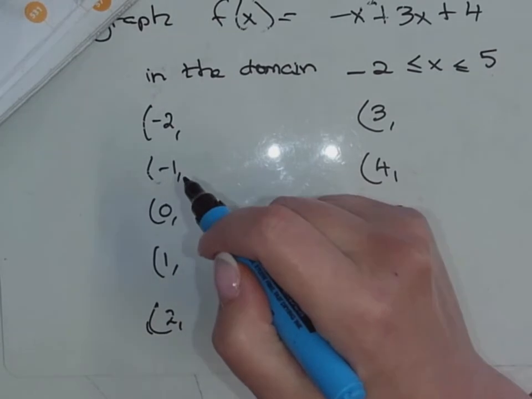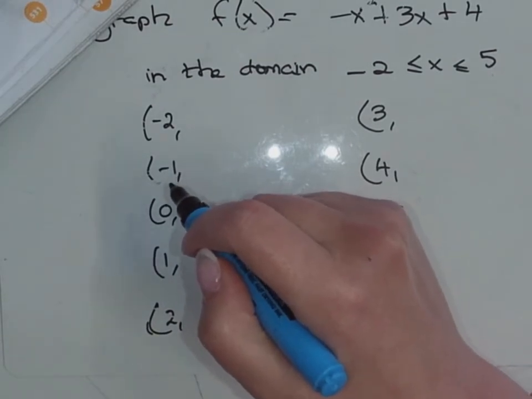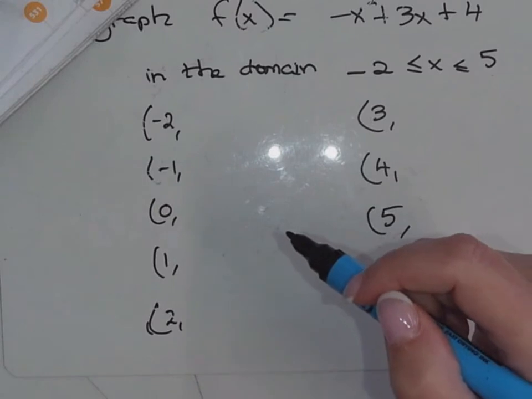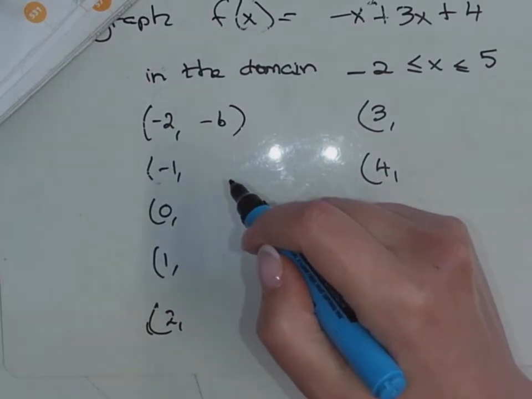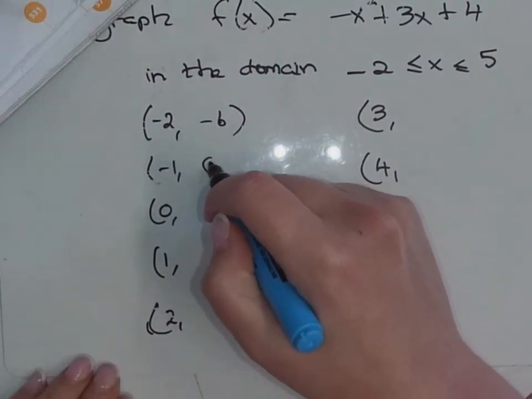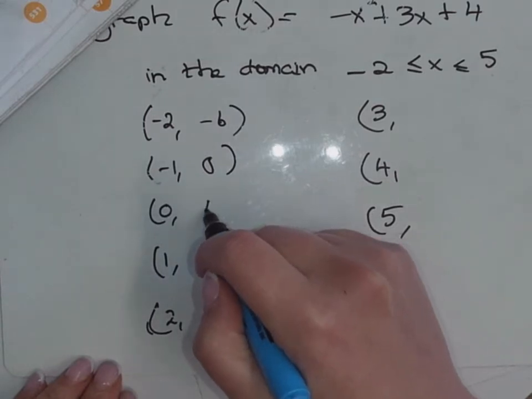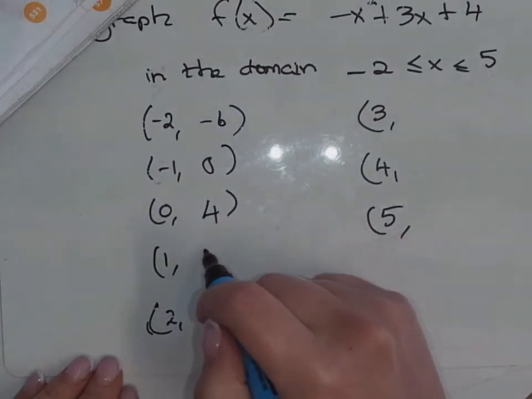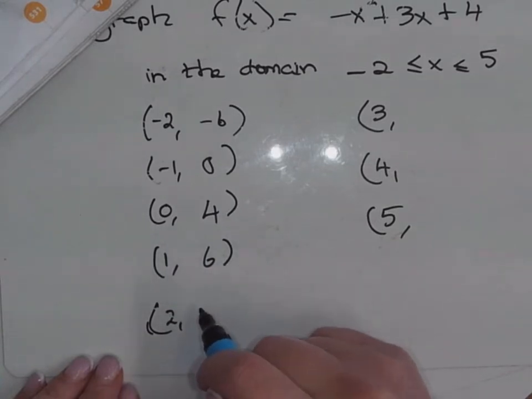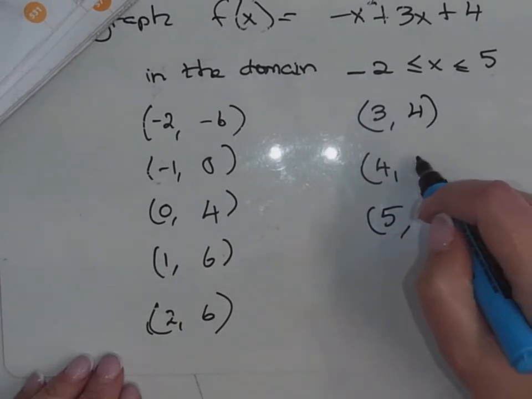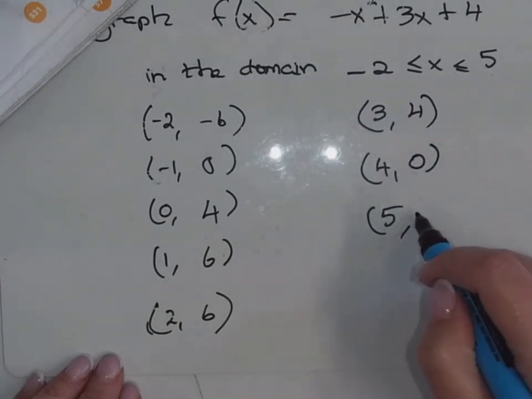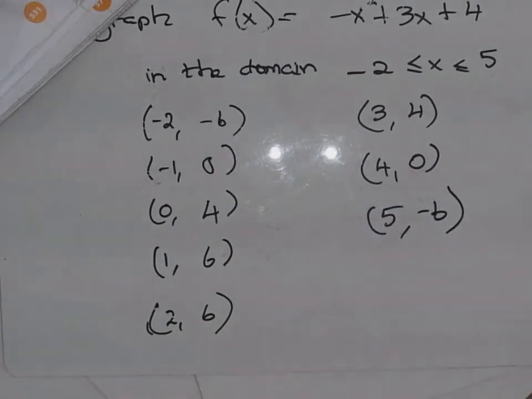Minus 2, minus 6. Did I write it in wrong? Yeah, minus 2, minus 6. Minus 1, 0. 0, 4. 1, 6. 2, 6. 3, 4. 4, 0 and 5, minus 6. Right, if you didn't get those points, will you put them in again? Right, okay, is that alright? Because you obviously typed something in wrong.